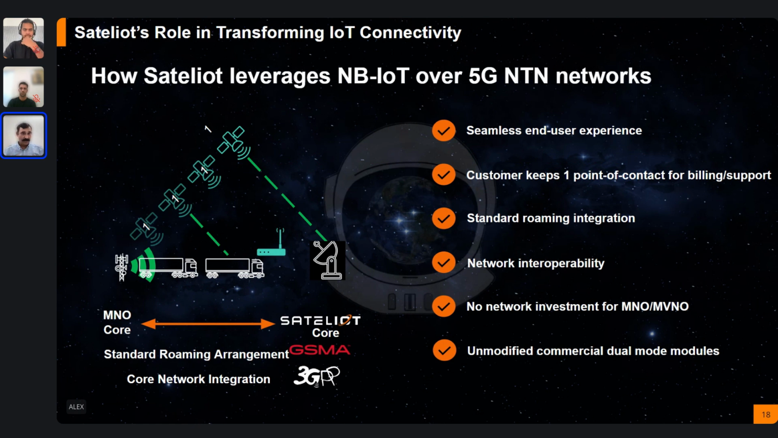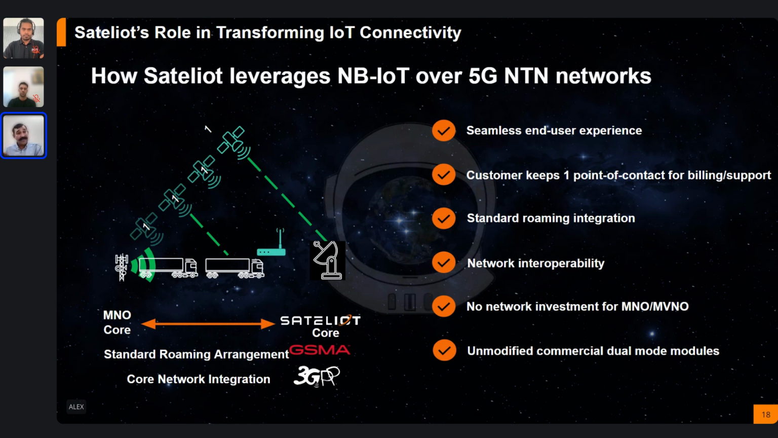We're not alone in this journey. We need to work with the ecosystem. We are working with the chipset manufacturers, device manufacturers. We are working with the MNOs, with MVNOs. We are working with the central industry forums like GSMA, 3GPP, where we are also collaborating and contributing with the other satellite operators.